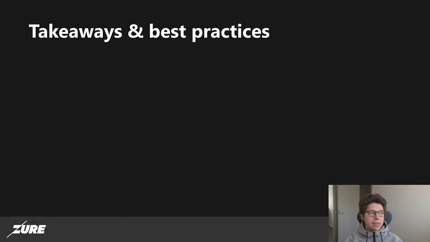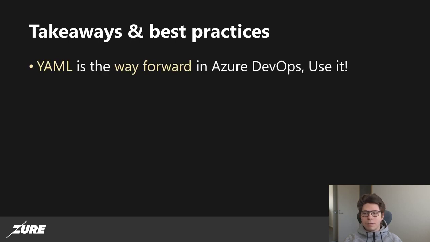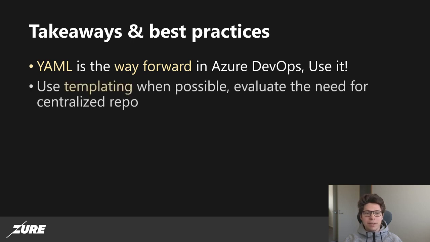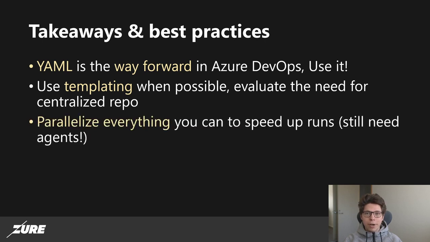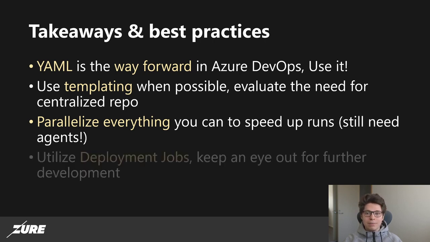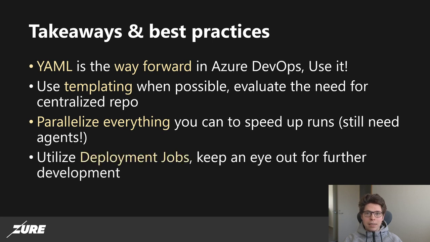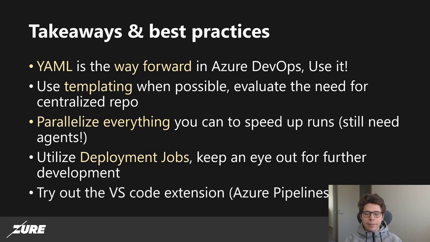So some takeaways from the presentation. First of all, YAML is the way forward in Azure DevOps, and I think you should use it. You should also take a look at the templating when possible, and evaluate the need for a centralized repository in your company. You should, of course, parallelize everything, and you save a lot of time with that. And then you should utilize the deployment jobs and keep an eye out for further development on those. And of course, try out the VS Code extension.